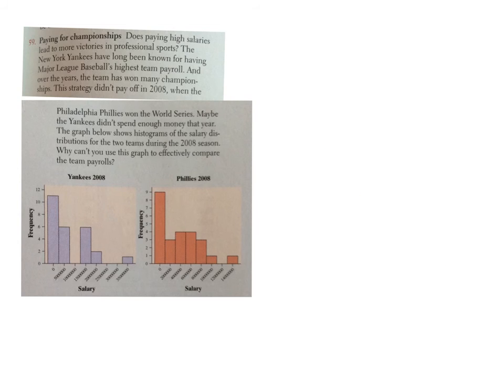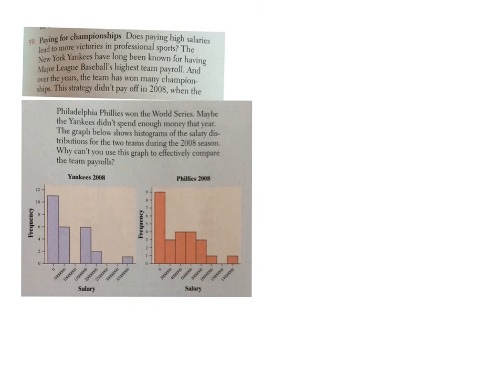All right, number 59 is going to be pretty quick to go over. Notice that we have these two graphs. It was split. If you had trouble reading it, it was kind of split on the page. The problem was the strategy didn't pay off in 2008. The Philadelphia Phillies won the World Series, and maybe the Yankees didn't spend enough money that year. So the graph below shows two histograms of the salary distributions for the two teams during the 2008 season.